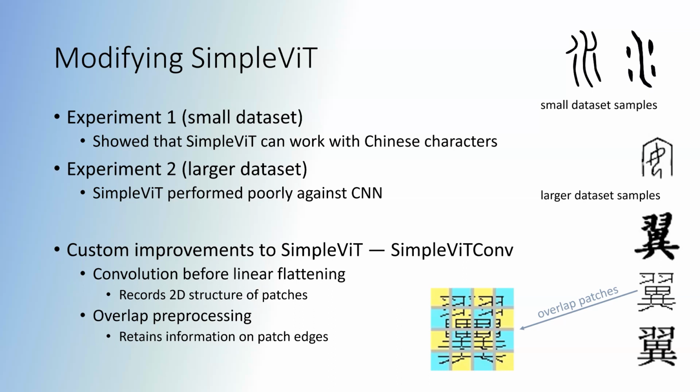I added a convolution before the linear flattening of the patches. This prevents the loss of the two-dimensional structure of each of these patches. I also added overlap preprocessing. As you can see on the colored image on the lower right, each of the patches contains some of the pixels from its neighbors. I partially stemmed my ideas from existing ViT models like CvT and Token-to-Token ViT.